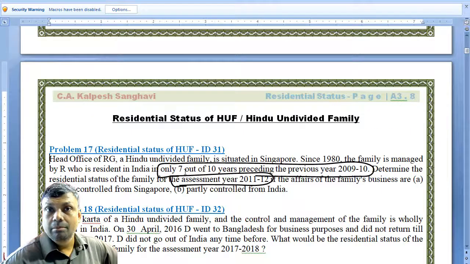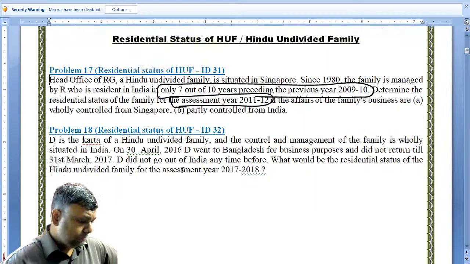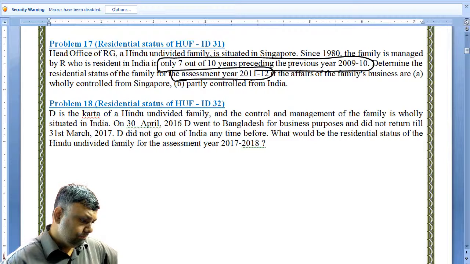So this page number and chapter ID number is already seen on the screen, friends, so from there you can copy. Okay, so the next question.